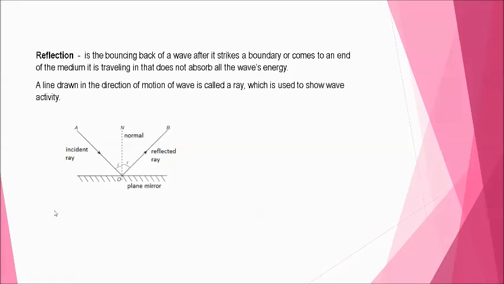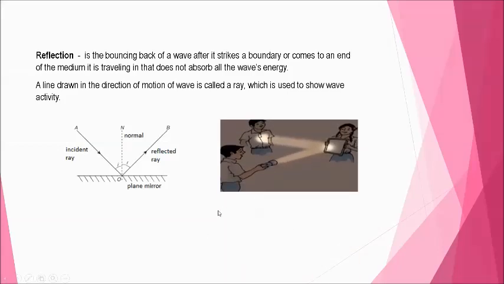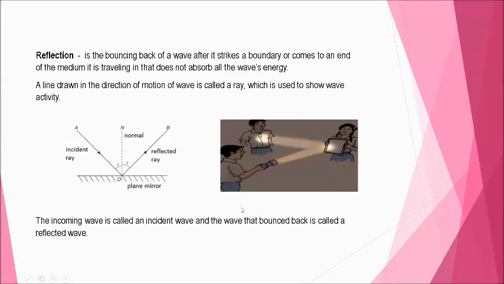So how do we observe that part? You have something that looks like this. Here is a light wave that, when it strikes a boundary, would be reflected. It would bounce back in a different direction. Let's describe the rays first. The incoming wave is called an incident wave. And the wave that bounces back, we call the reflected ray, or the reflected wave. So this is the incident light and that is the reflected light.